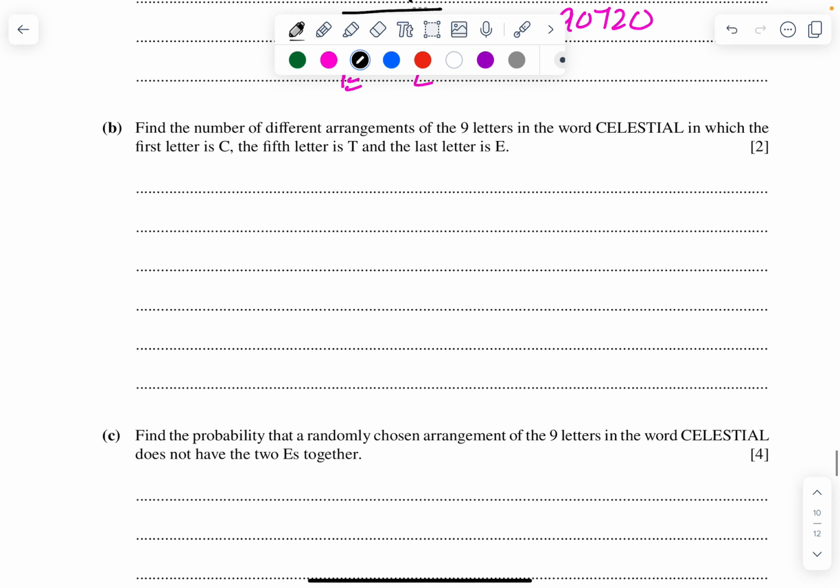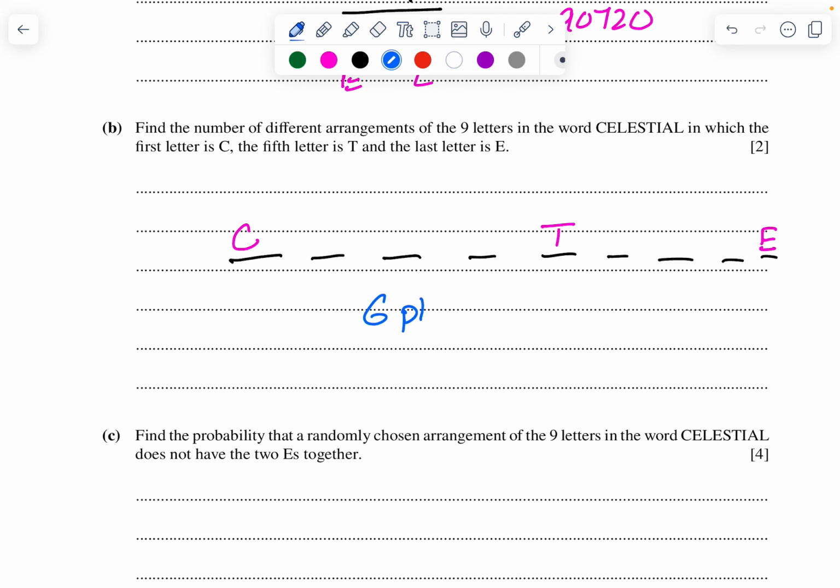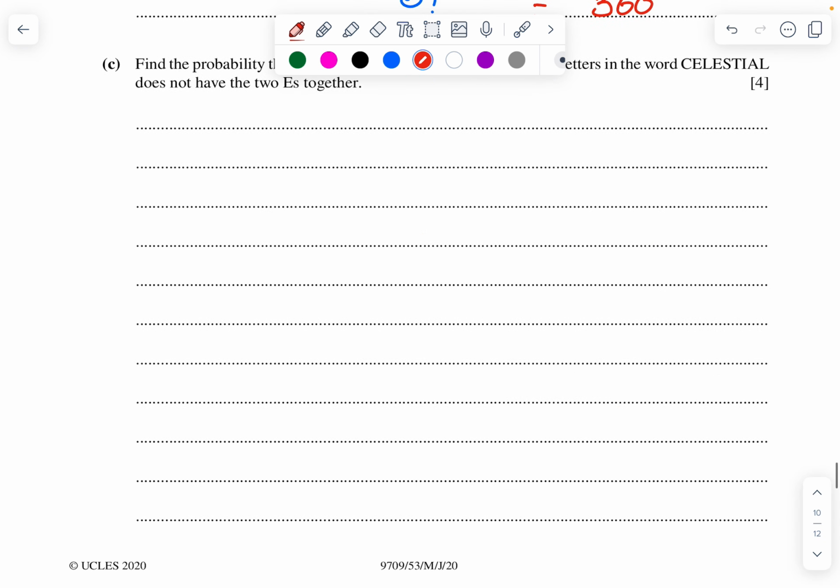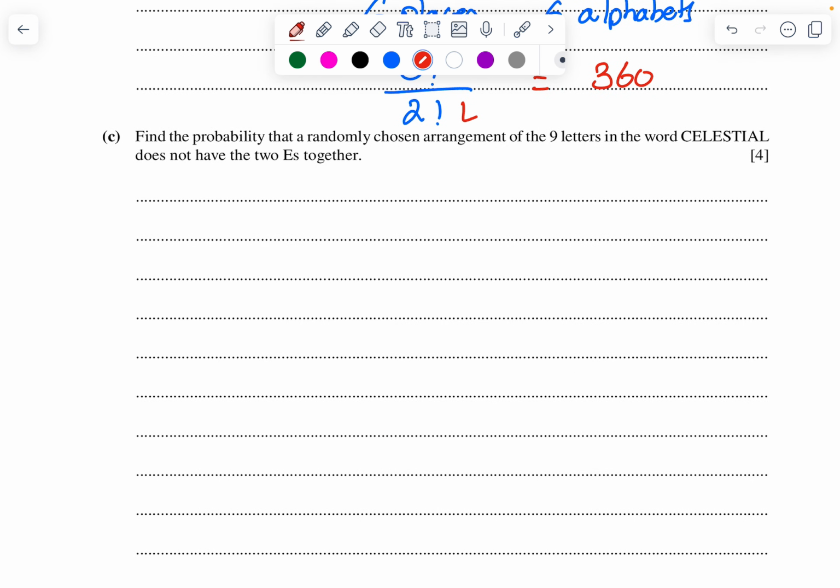Find the number of different arrangements of the 9-letter word in which the first letter is C. 1, 2, 3, 4, 5, 6, 7, 8, 9. First letter is C, the fifth letter is T, and the last letter is E. So how many are left over? 6 places and 6 alphabets can be written in 6 factorial divided by 2 factorial. This 2 factorial is for L. So the answer is 360.